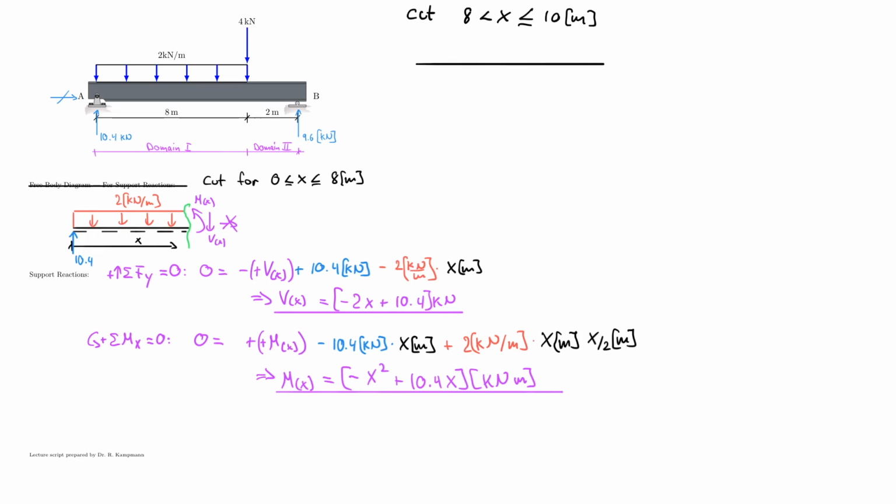So I have, of course, a constant and a distributed force acting on the system now. And my support reaction, which was 10.4. And I have my distributed force and my concentrated force as well. So I have this force here, which was 4 kilonewton, and here I had 2 kilonewton per meter.